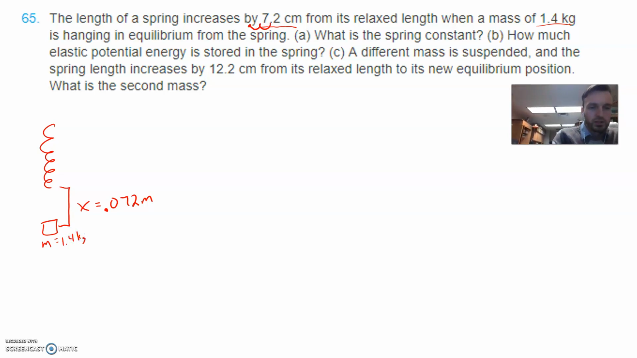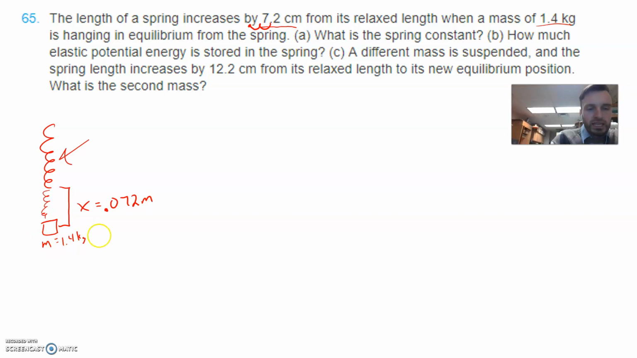So the way I've drawn this picture, this is called the relaxed spring or the relaxed length. And by putting that mass on, it's stretched out an extra amount. So when we look at spring equations, that distance x is not the length of the spring overall. It's the stretched length of the spring, or the compressed length, whichever the case may be. What's the spring constant?